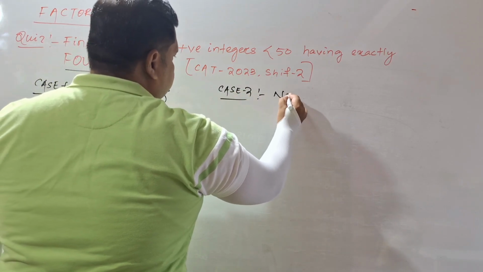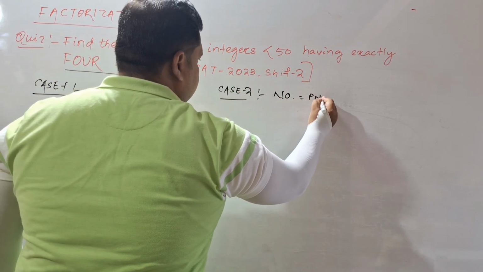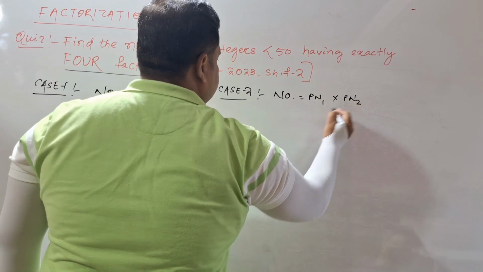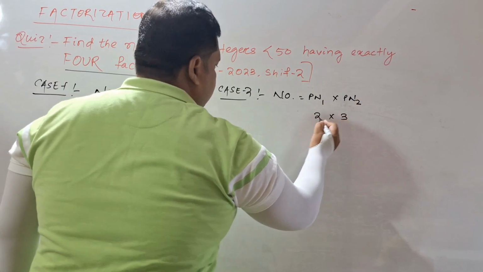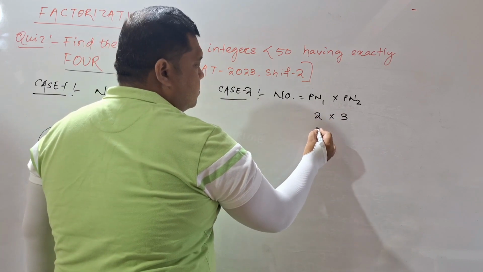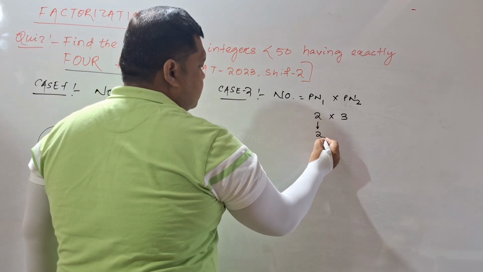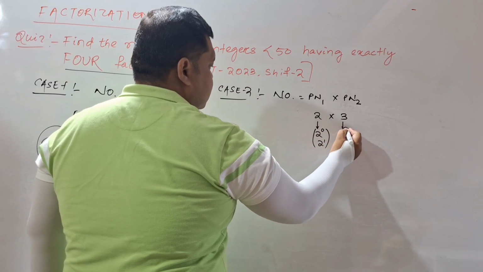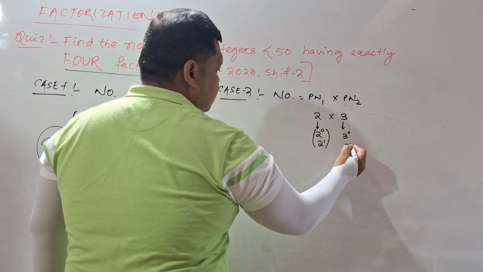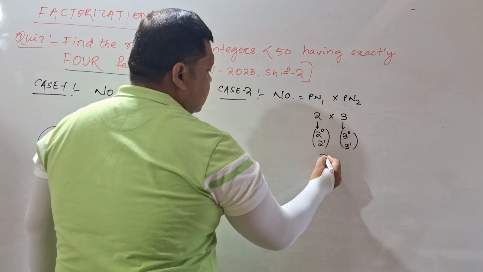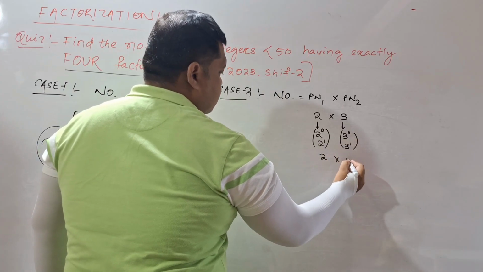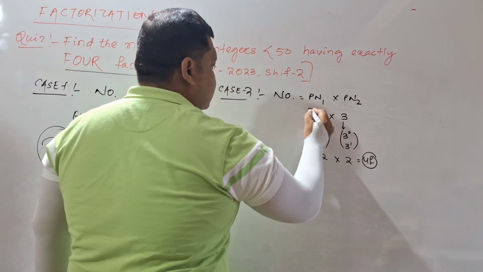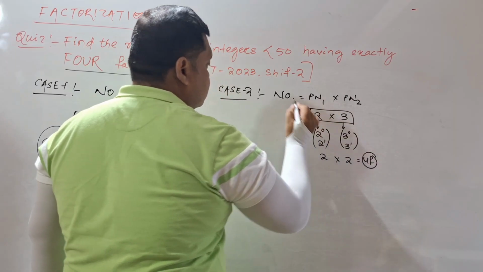If I write the number this way, keeping one prime number into another prime number, for example 2 into 3. 2 has how many factors? 1 and 2, that is 2 to the power 0 and 2 to the power 1, so 2 factors. 3 has how many factors? 1 and 3. So in the first bracket there are 2 elements and in the second bracket 2. Total number of factors is 4. So in this way I can also write 2 and 3. This is one solution.